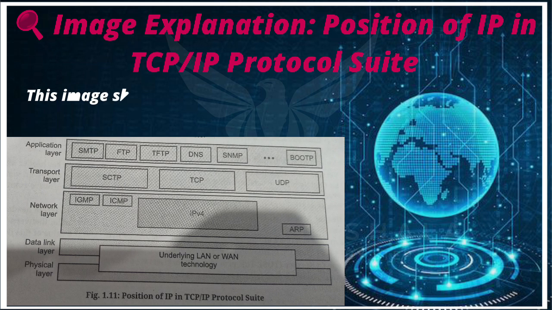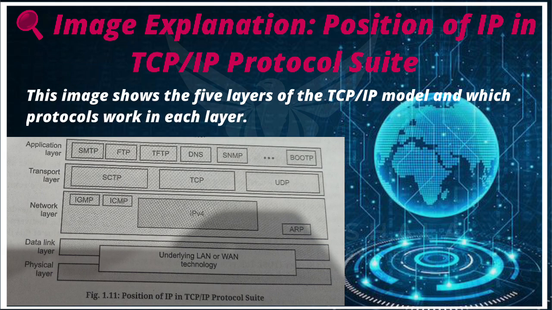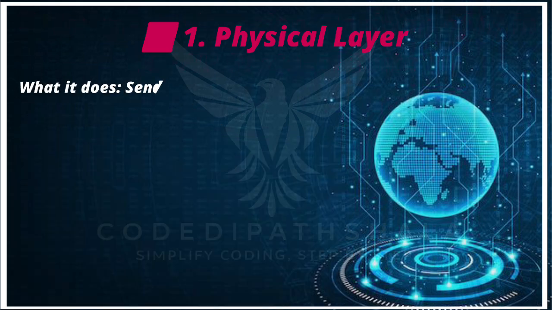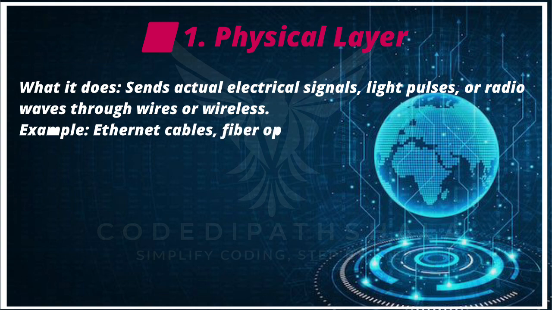Image explanation, position of IP in the TCP/IP protocol suite. This image shows the 5 layers of the TCP/IP model and which protocols work in each layer. 1. Physical layer. What it does: sends actual electrical signals, light pulses, or radio waves through wires or wireless. Example: Ethernet cables, fiber optics, Wi-Fi signals.